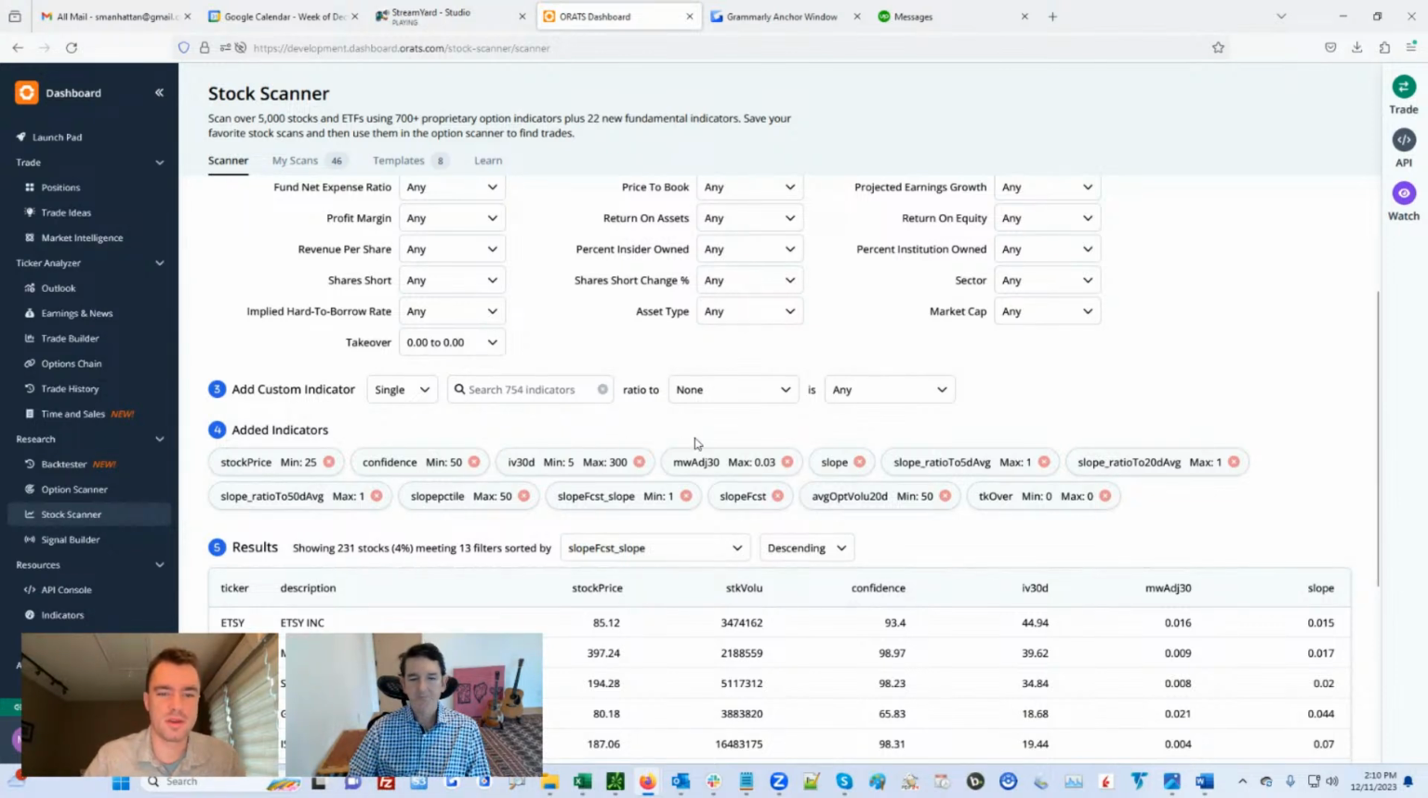You can see we're comparing the slope to the 5-day average and to the 20-day average. We're looking at the slope percentile over the last year and our forecasts of slope versus the current slope. We're setting all these values to mins and maxes so that we can narrow down over 5,000 stocks to ones that meet these criteria. I think what you're going to do here, Matt, is change the asset type to just ETFs, right? I was going to, but I could already see IWM's slope, but I'll do that just for posterity.